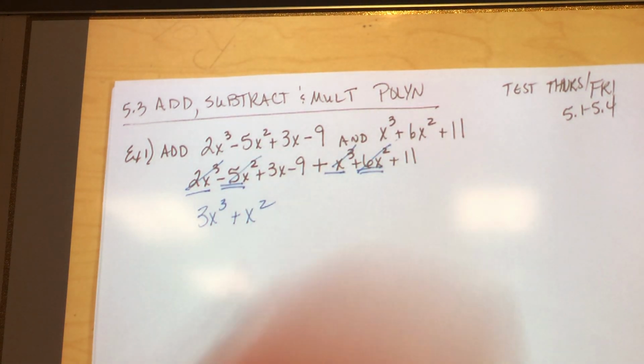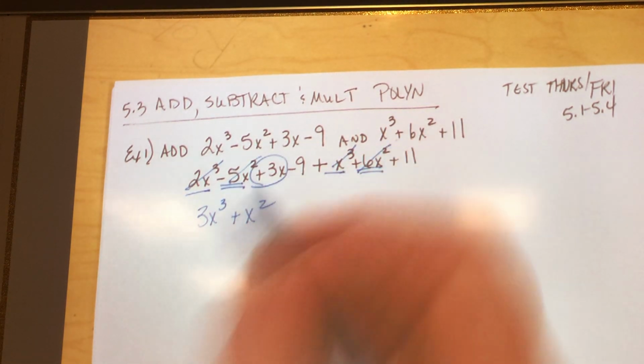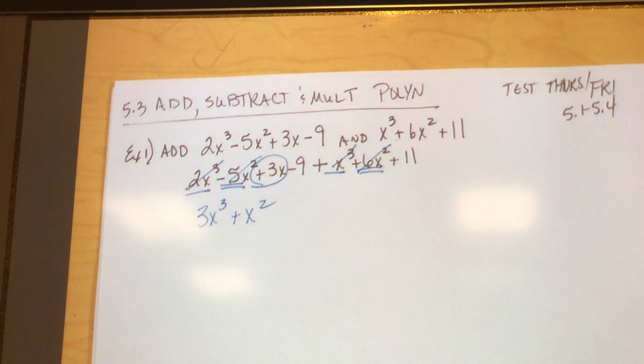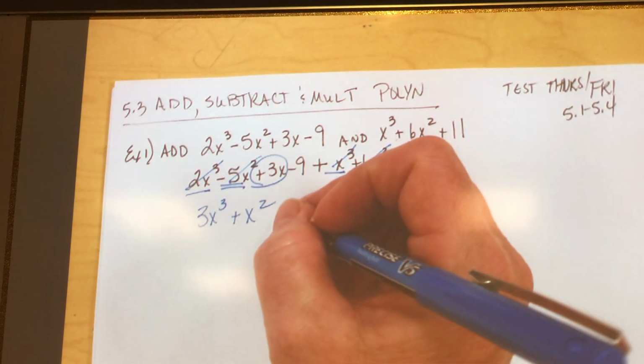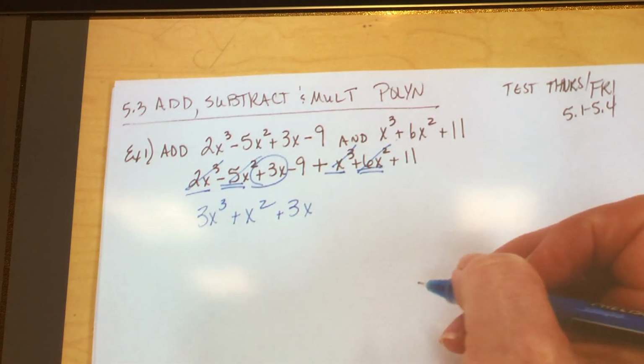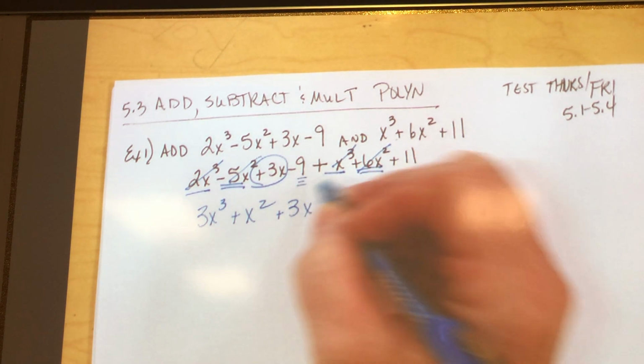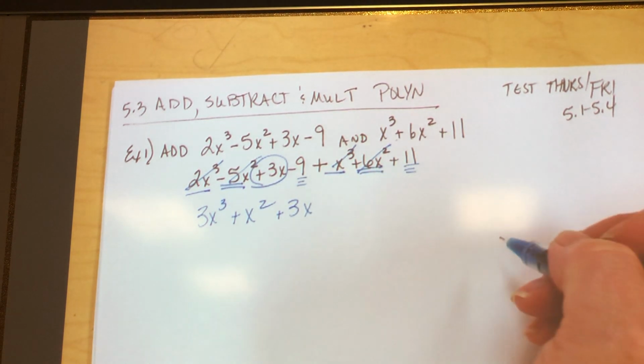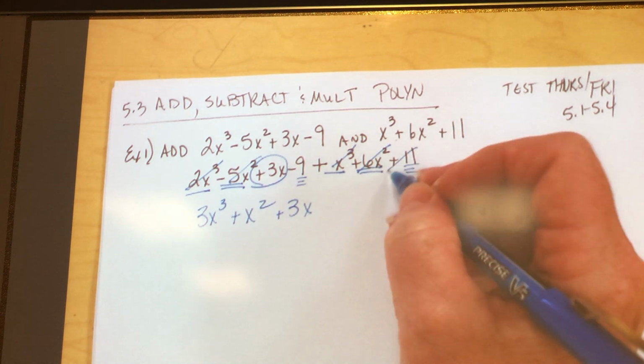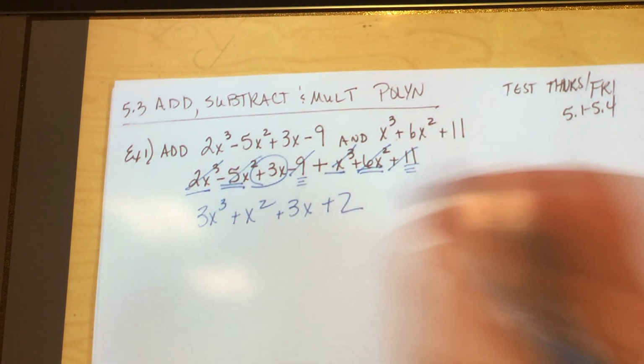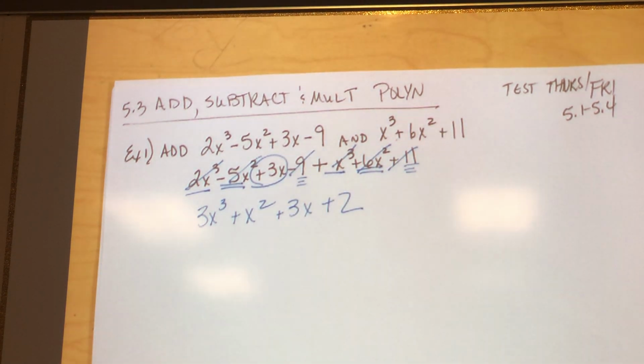All right. I got a little plus 3x. Does he have any like terms? No? So we just write him down. All right. And then I get a negative 9 and a positive 11. Plus 2. And there's my answer. Anybody got a question? Do you agree these are kind of easy?